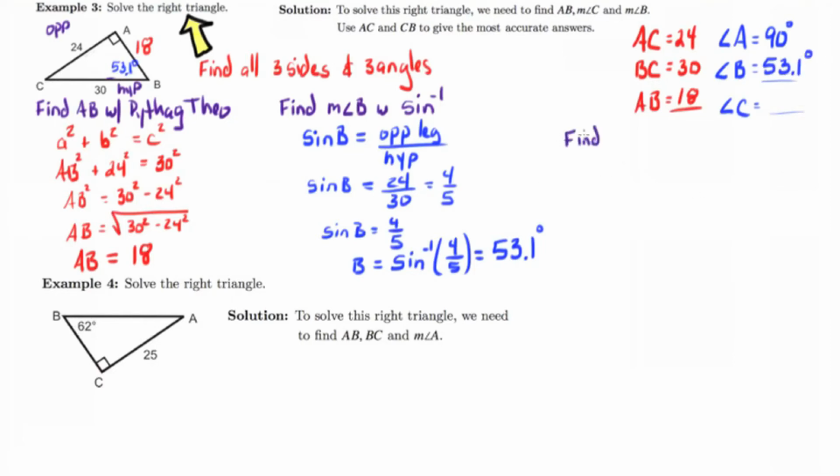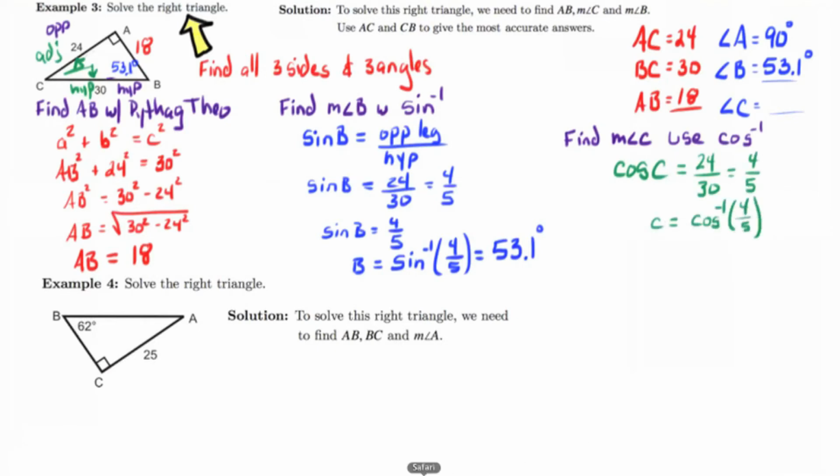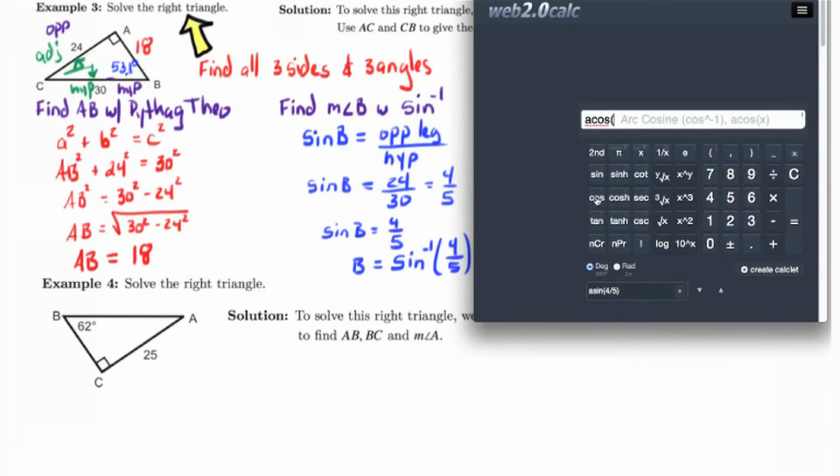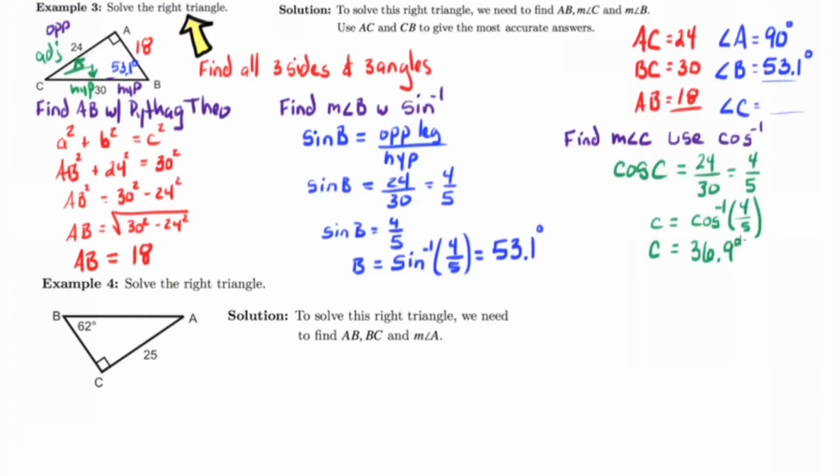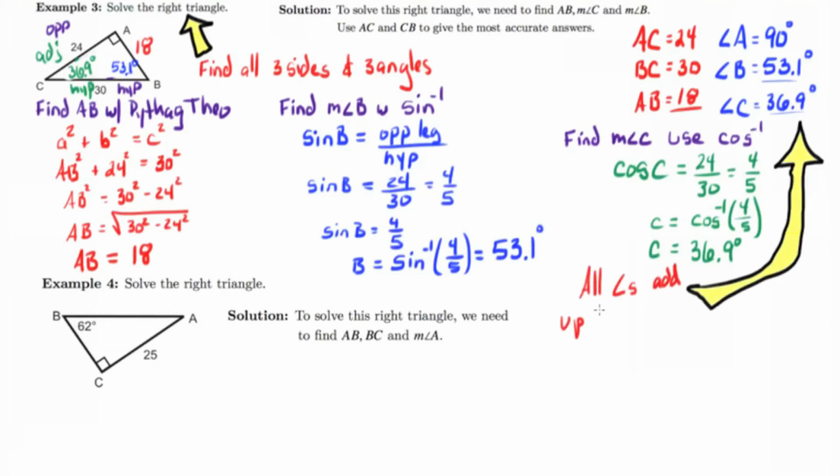Now I could use the triangle sum theorem and find the third angle, but I think I'll use the inverse cosine just to practice using this, because I know the adjacent and the hypotenuse, and these are also given sides, so they're exact values, whereas the angle B that I found is rounded, so this is going to be a little more exact. So I get 36.9. All angles add up to be 180.